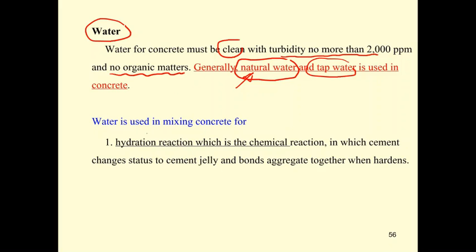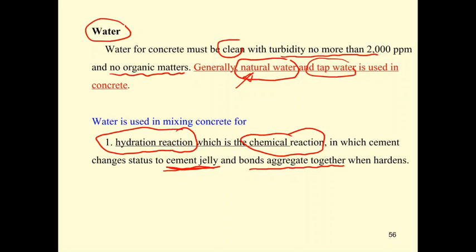For sure, first, the concrete needs water for the hydration process, or hydration reaction, which is a chemical reaction. It needs water because Portland cement is hydraulic cement. Then it changes status into cement jelly, and it bonds the aggregate together when it hardens. So it's some kind of glue that holds all the aggregate together, the cement paste.